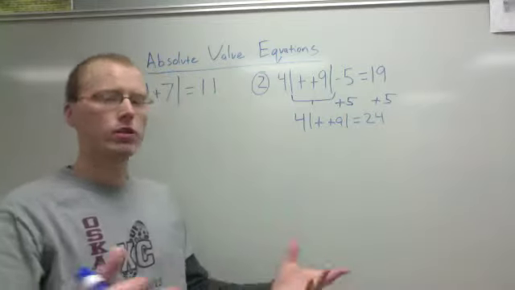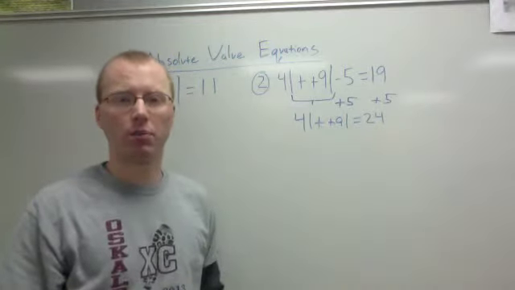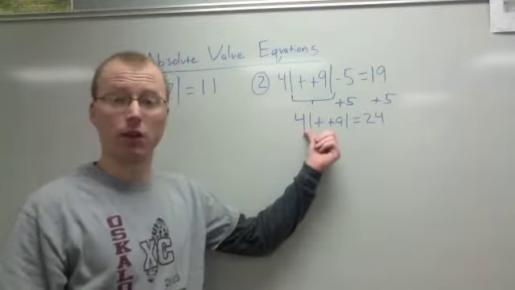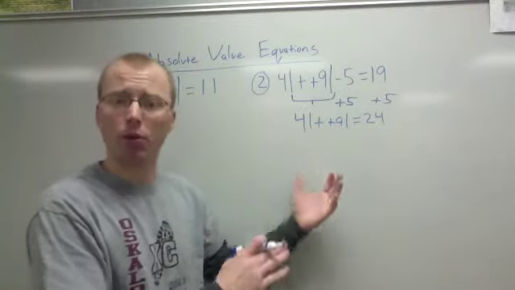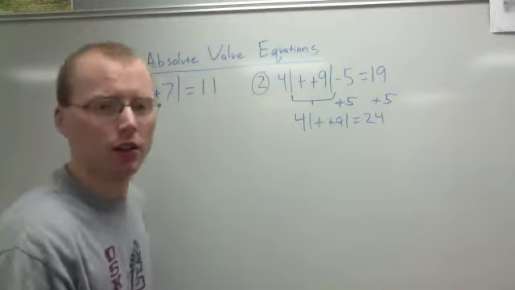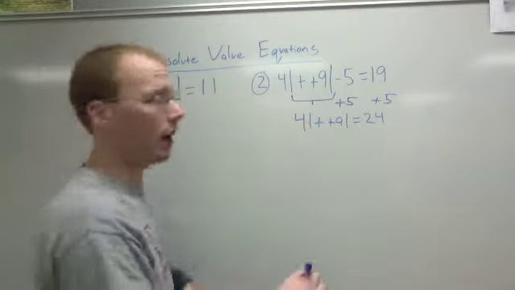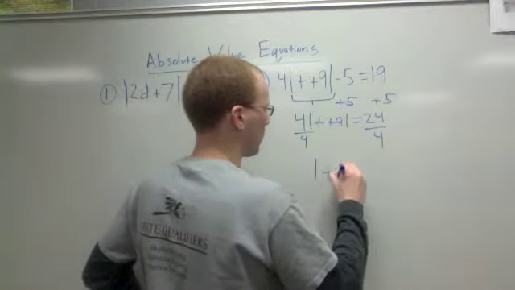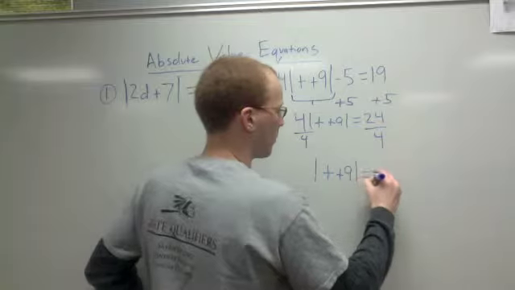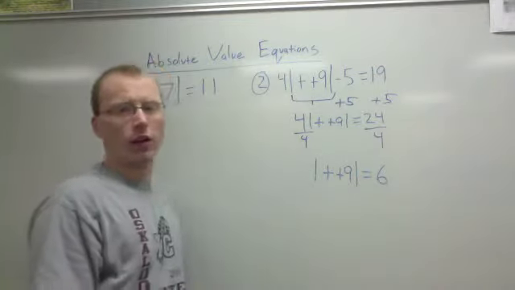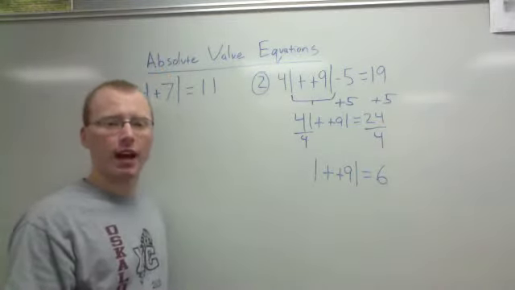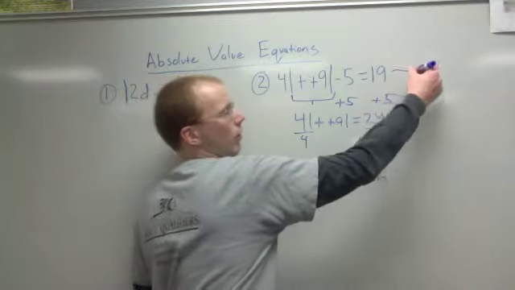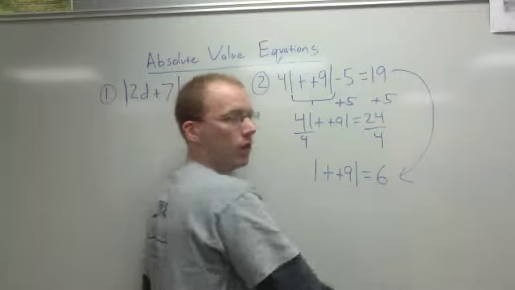So now I have 4 times the absolute value of t plus 9 equals 24. I still have the 4 outside the absolute value. I want to move that to the other side. So since I'm multiplying, I'll just divide. So the absolute value of t plus 9 equals 6. So I've gone from this original equation to this equation.